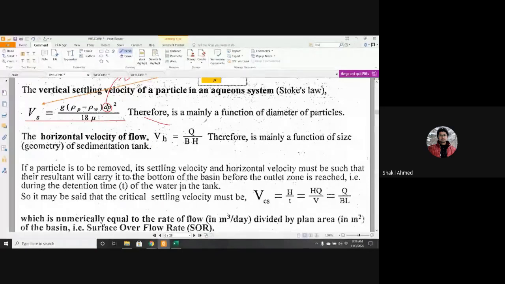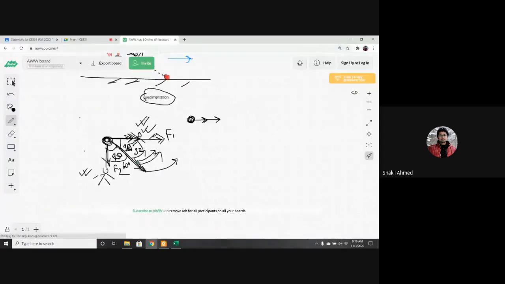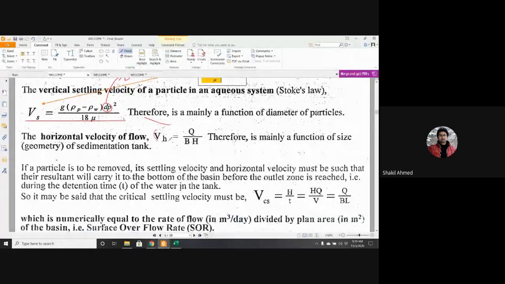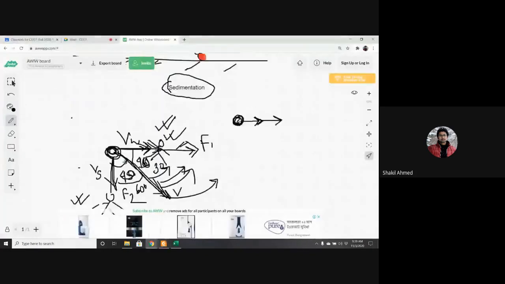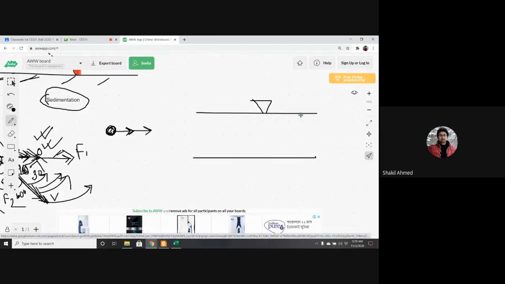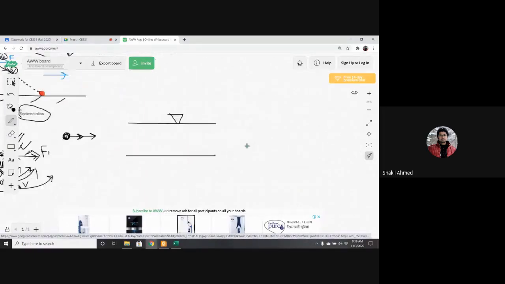Therefore, two main things there. One is the horizontal velocity, and there is the vertical or settling velocity, Vs. Vh is the resultant one. So what is the horizontal velocity? If you look at the sedimentation tank, look at it like this.